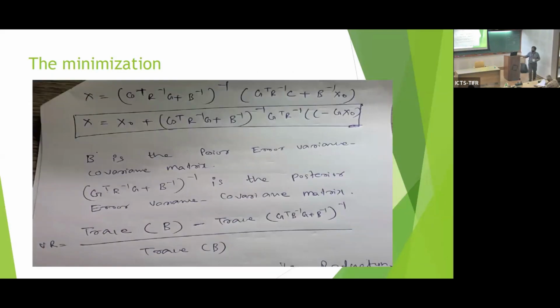Now it is a familiar form. This x0 is your x forecast for a data assimilation problem, and this is your Kalman gain. They call it K. But how do you estimate K in a weather prediction problem? You need to have these matrices with you.